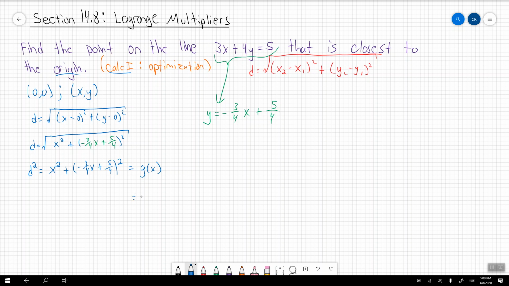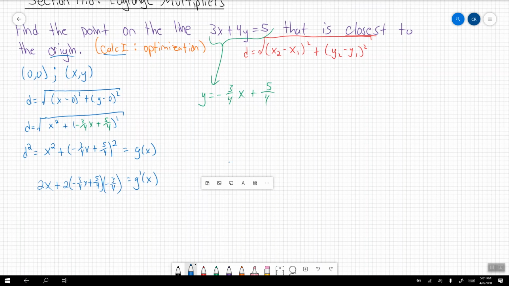In other words, we want to take the derivative. So taking the derivative here, that would just be 2x, and then we would take this derivative in here. All right, so taking that derivative, we drop the exponent forward, keep the inside the same, subtract the exponent by 1, and then multiply by the derivative of the inside. The derivative of the inside is negative 3/4. So there we are.